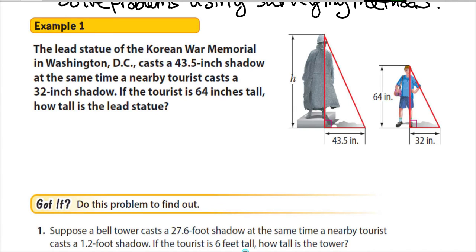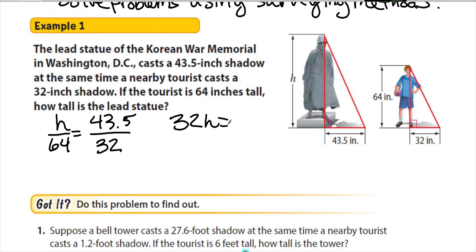All right, so here we go. My h, the height of my soldier, lines up with the height of the little guy over there. So that's h over 64, equal to, and then this shadow is 43.5 inches, and the little guy's shadow is 32. It's the same math we've been doing. So we're going to do 32h equals, and then grab your calculator, 64 times 43.5.